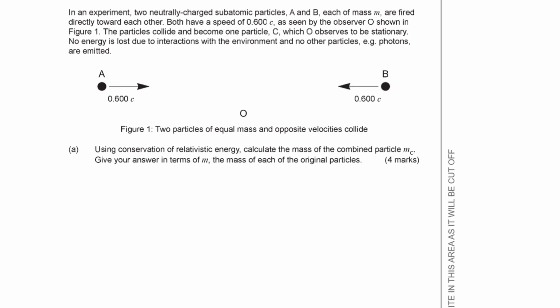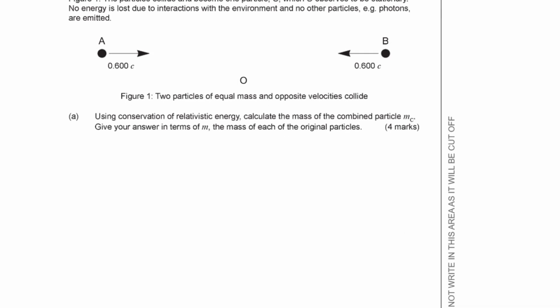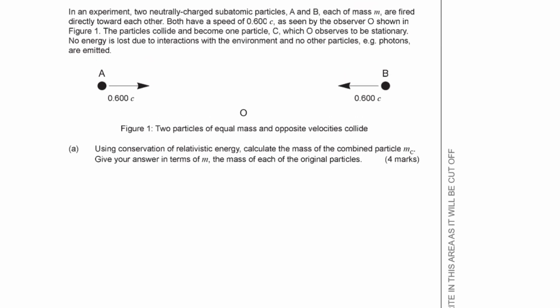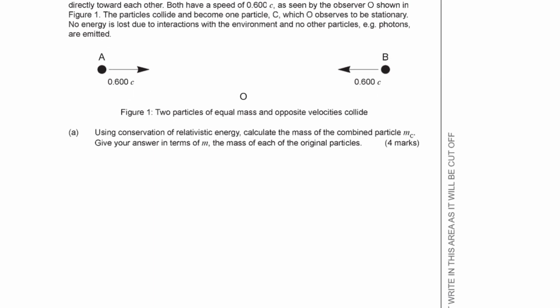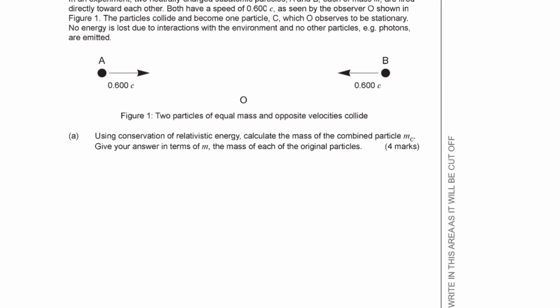You've got two particles that are colliding together. So they have a certain amount of mass/energy beforehand, and then when they combine, they're going to have a certain amount of mass/energy afterwards. So what we're going to do is find out what the mass of the combined particle is in terms of the mass of the original particles. So what that means is that if I get the energy of both of the particles, so 2 times their original relativistic energy. Now this is according to the observer in the middle.